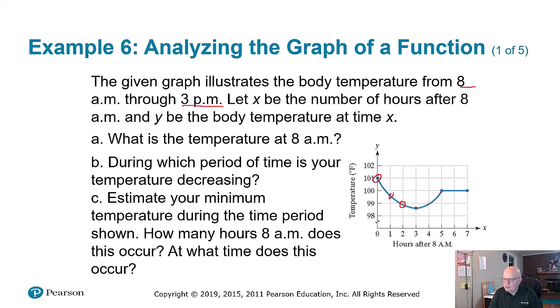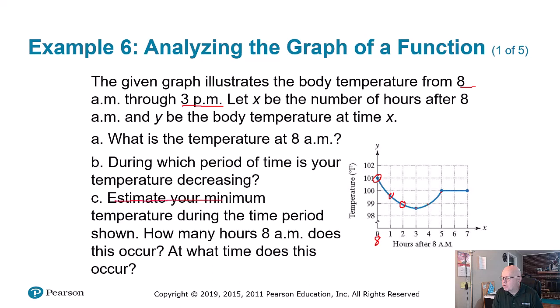Oh, missed something here. What was the temperature at 8 a.m.? Just go over to 8 a.m. This is hours after 8 a.m., so this is 8 a.m. right here. What's the temperature? Just go up here and see how high it is. It's 101. In what period of time is the temperature decreasing? Well, it's going down from 0 to 3 hours after 8 a.m. In other words, 3 to 11, the temperature was getting better.